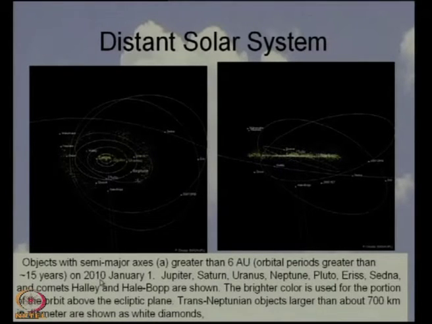In addition to that, it also shows the planets, the Halley and Hale-Bopp comets, and Sedna and Eris. There are two more orbits shown, those of Sedna and Eris. In addition to Pluto, there are also the orbits of Sedna and Eris which are shown. You can see them here. These are very large orbits. So, this is one of them.